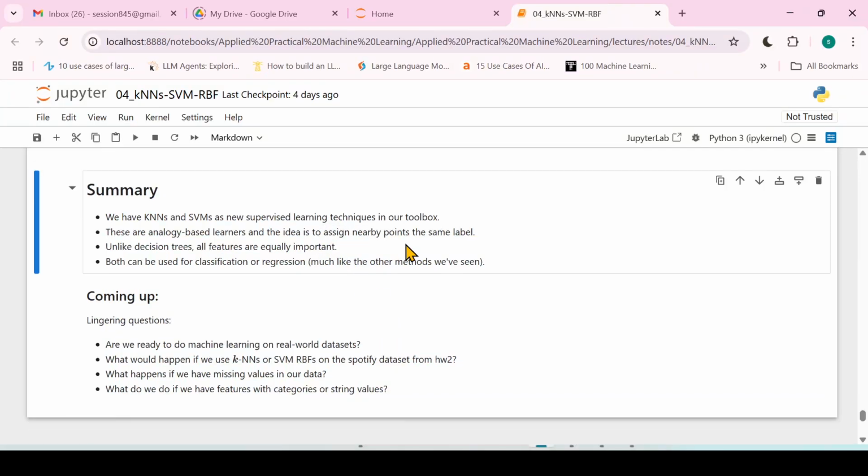So in summary, we have discussed how KNN and SVM work. We have discussed this analogy-based algorithm. We have discussed how the decision tree is different from SVM and KNN. We have discussed how KNN has the curse of dimensionality. And we have also discussed that we can use the decision tree, KNN, and SVM, all of these algorithms, for both classification and regression.